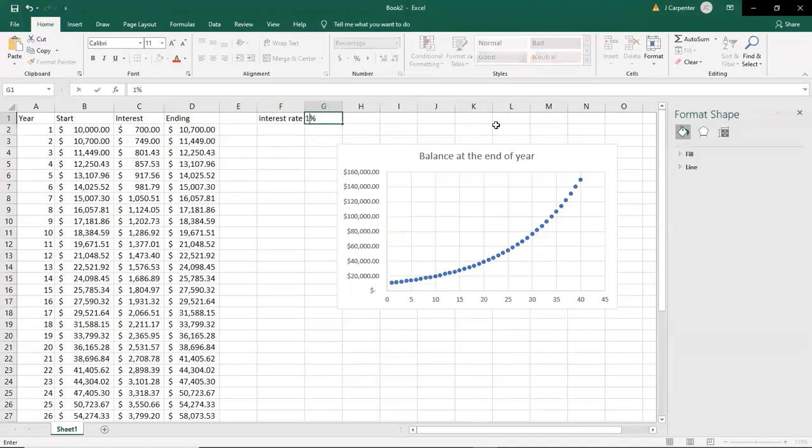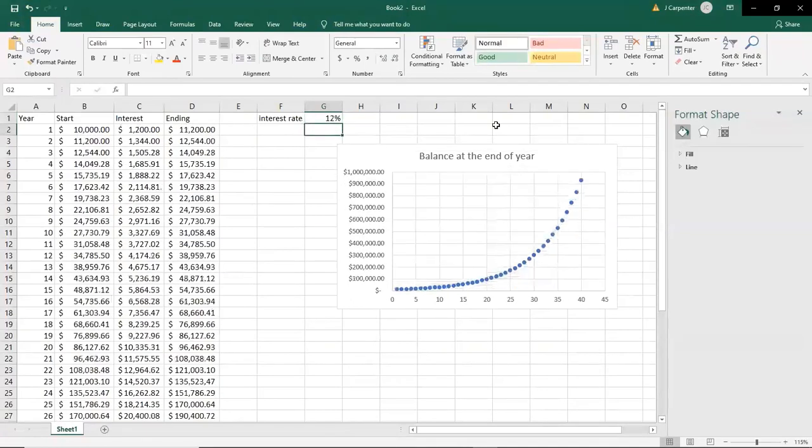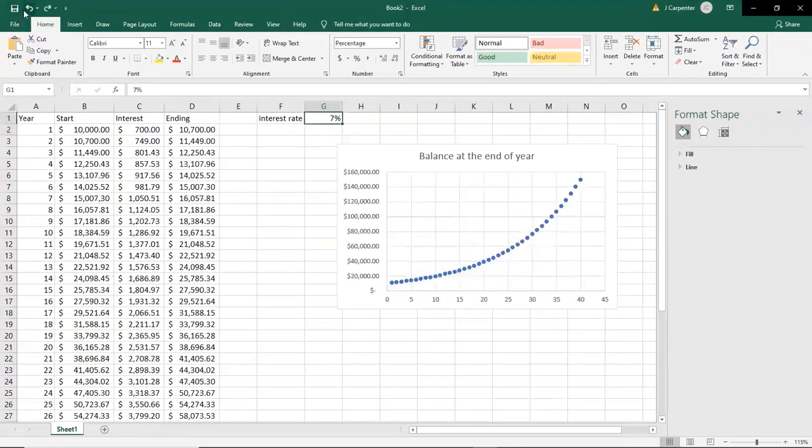Check this out if we change this to 12%. Now that is an explosion. You might say, well, Mr. Beckner, that doesn't look that much steeper than before. Watch the numbers though. Look at this number right here. It's almost $1 million. If I undo that, we were only up to $160,000.